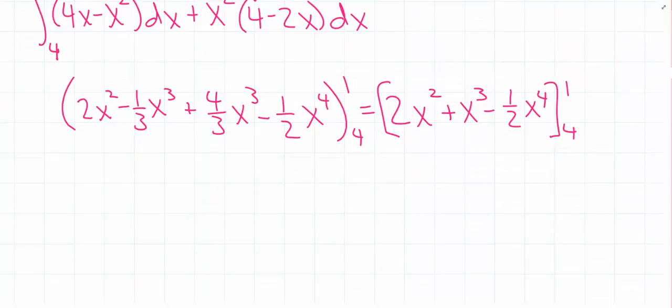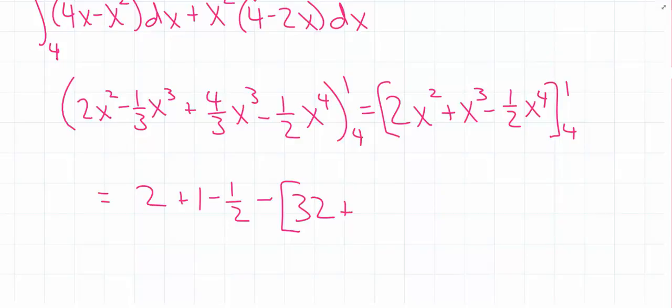Now, if I put in the 1, I get 2 plus 1 minus 1/2. And if I put in the 4, I'm going to get 32 plus, well, let's see here. Is that 64? Minus, now what is 4 to the 4th? Is it 256? So this is 1/2 of 256. Is that right? Did I get all that right?